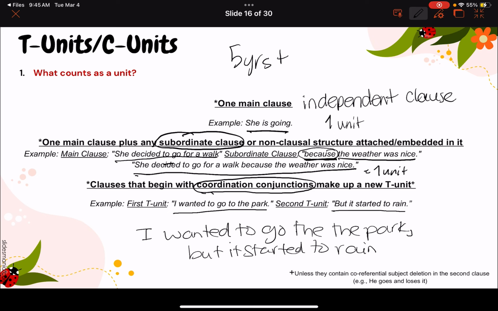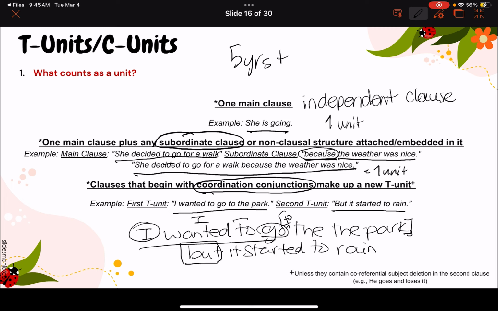The reason why we know they can stand on their own is there's your subject. I wanted to go to the park. To the park is our prepositional phrase. So, I wanted to go, full sentence. It's an independent clause, right? With our subject, and wanted to go, our verb.